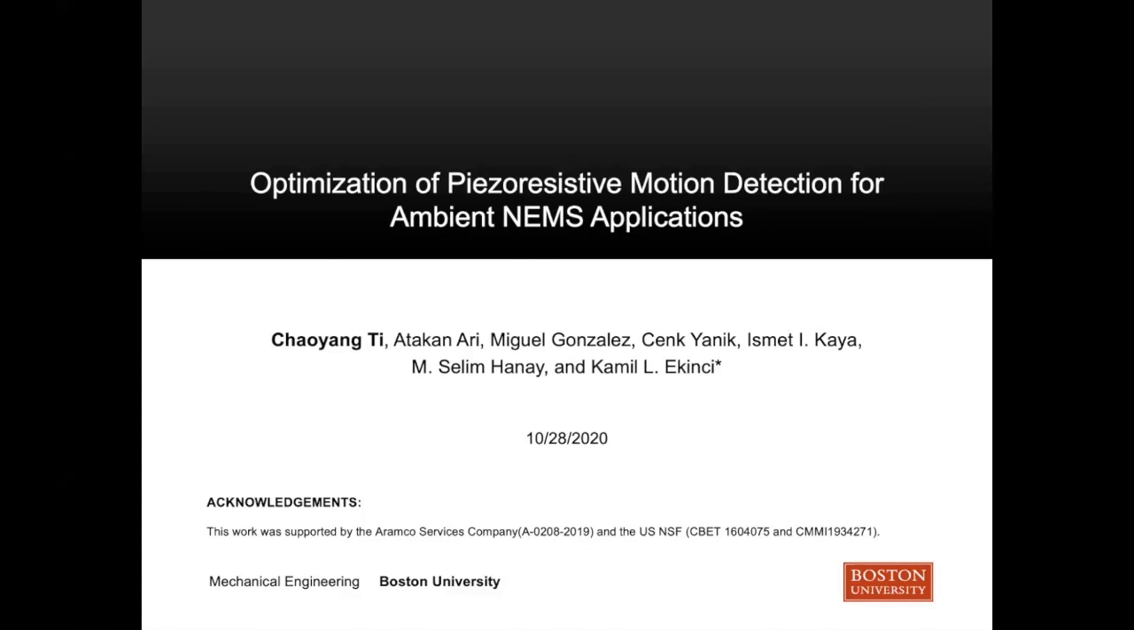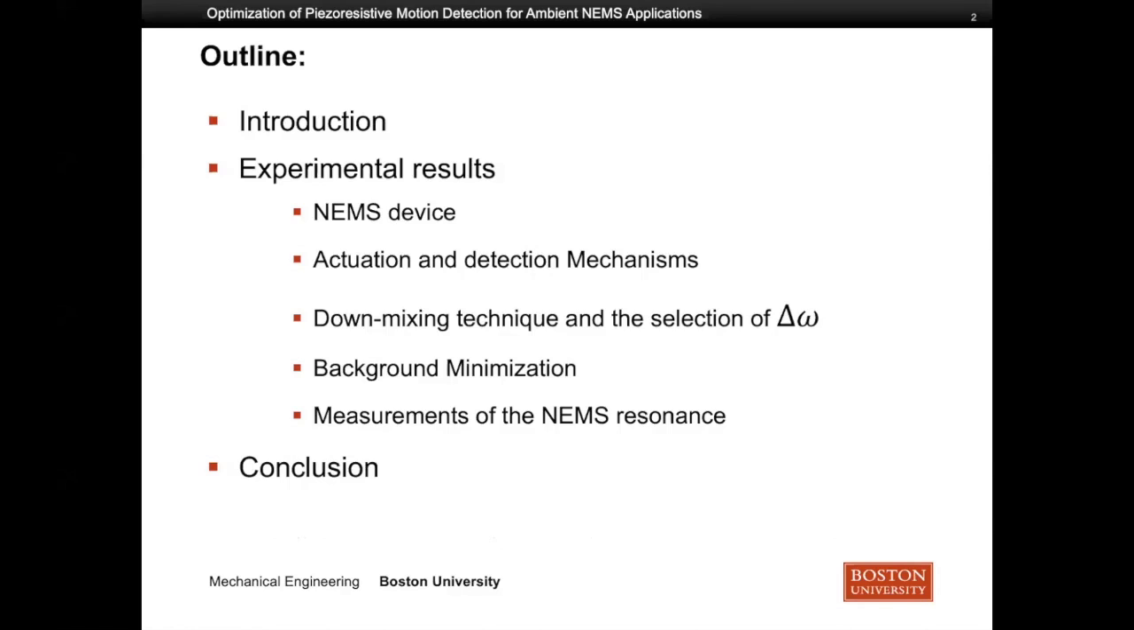Based on the outline shown in the slide, I will talk about my work. First, I will give a brief introduction, and then I'll give the details of the experiment, which includes what device I use, and how I do the actuation and detection. And then I discuss the down mixing techniques used in this work. I also talk about what kind of parameters can influence this optimization. And then I will discuss how I select these parameters in terms of background minimization. Then I will show the experiment results of the measurement of NEMS resonance. And finally, I will give a conclusion.